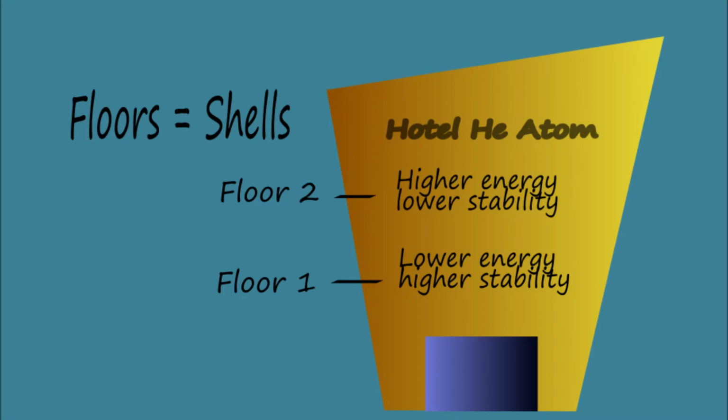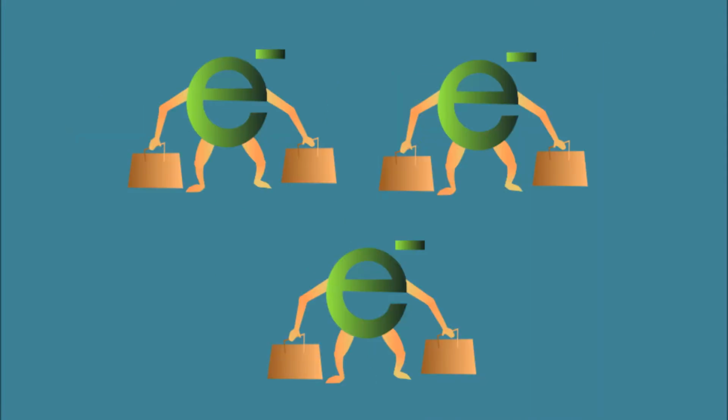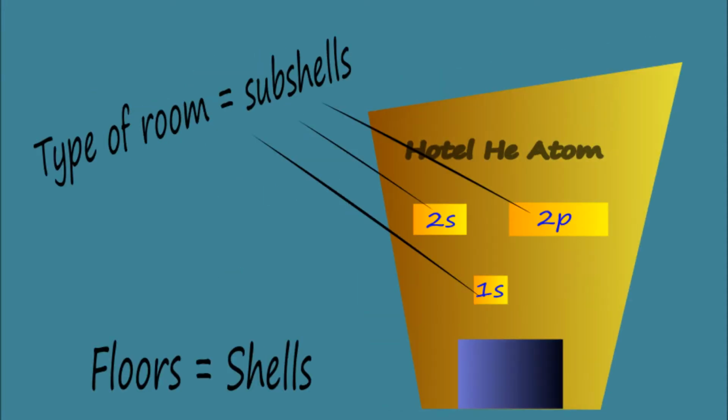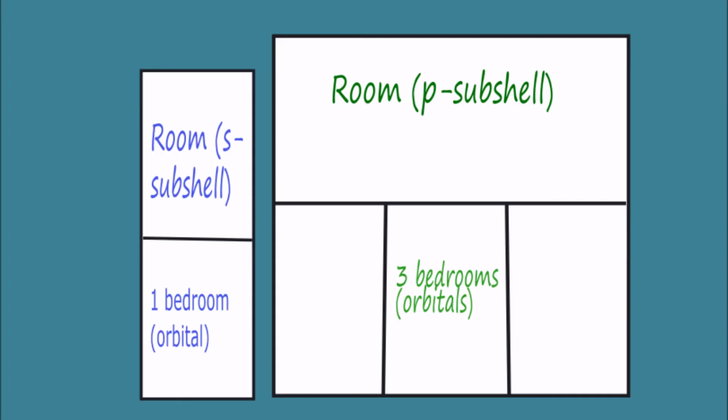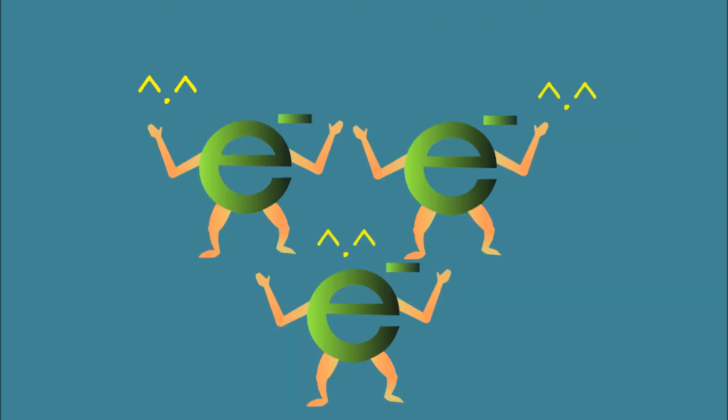In this hotel, price equals energy, so higher floors or larger and expensive rooms would have higher energy and thus lower stability. So if I'm an electron with some friends and we are looking for a suitable hotel, we will have to get assigned to a floor or shell, choose our type of room or subshell, and choose our bedrooms or orbitals in each room. By the way, each bedroom can only hold between 0 to 2 electrons, so all good, right?